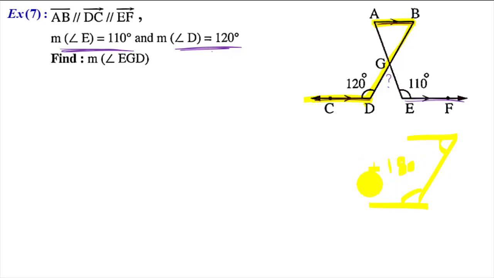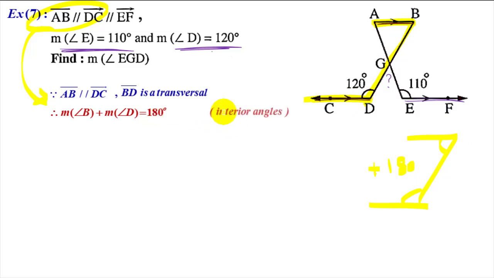Let's start writing together. First, write: since EB is parallel to DC, which is given, and the line connected between them, BD, is a transversal, therefore the measure of angle B plus the measure of angle D equals 180 because they are interior angles. We have the measure of angle D equal to 120. Therefore the measure of angle B is 180 minus 120, which equals 60 degrees. So we have found the first angle.